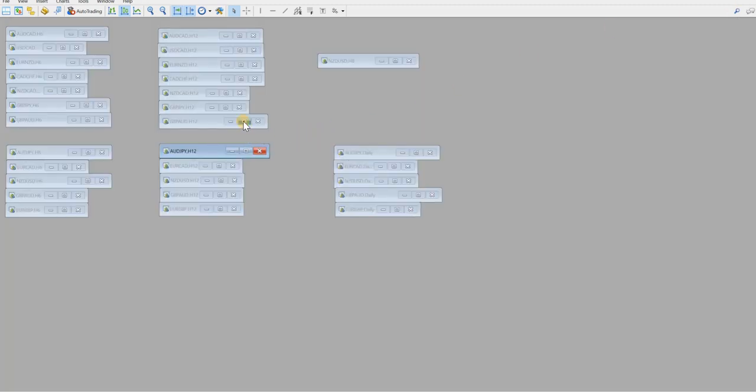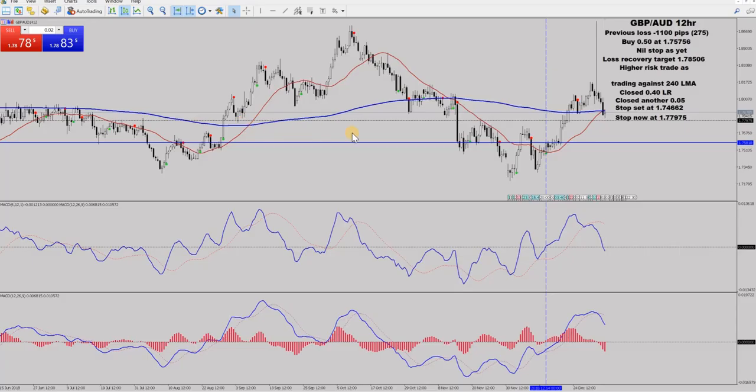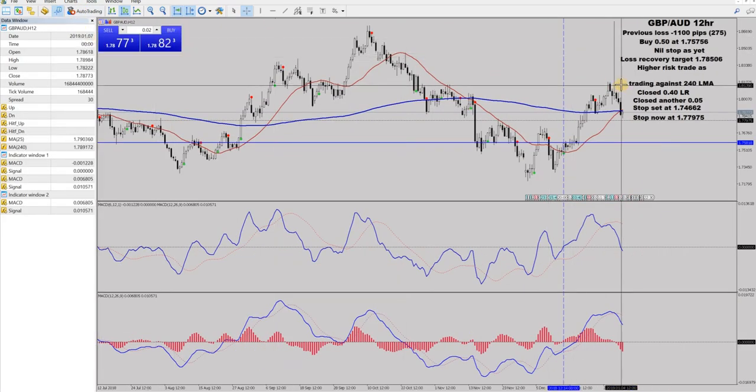So we'll move up to the mod MACD on the 12-hour charts. Looking like this may be a new, oops, sorry about that. Just looking at this, possibly a new sell trade coming up. Let's just have a quick look. No.